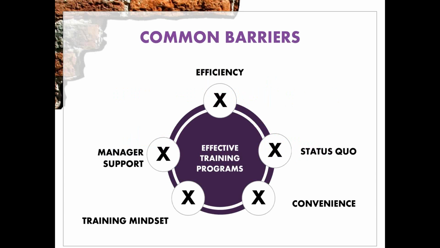So here they are. These are what we see as the 5 most common barriers to effective learning and development programs. Efficiency, and we'll give you a definition for that. The status quo, boy, how often have we seen that get in the way? Convenience, a training mindset, and the blog post that inspired that one is a little provocative, and I do take some issue with some pieces of it, so I'll explain that in just a little bit. And then a big one, manager support. So there they are: efficiency, status quo, convenience, training mindset, and manager support.